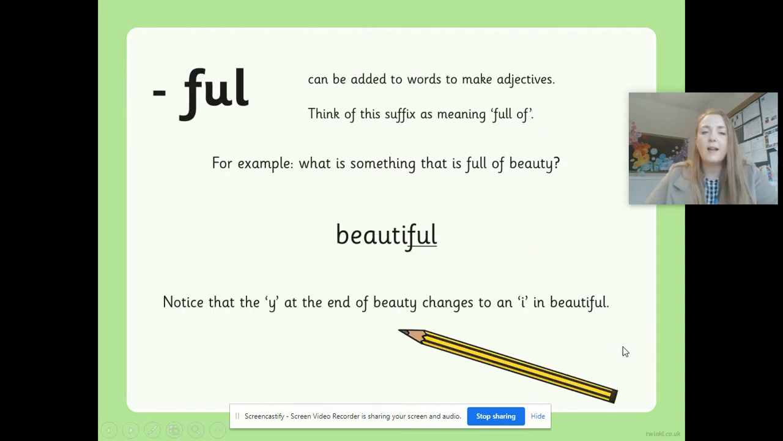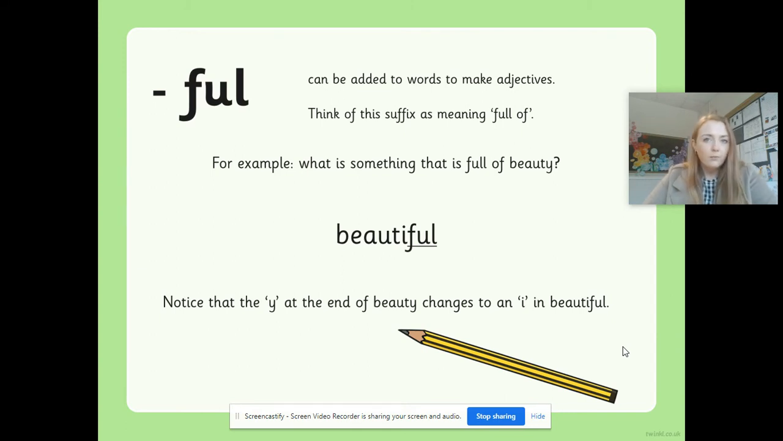We can also add the suffix full. Now you'll notice that full only has one L at the end of this. Now I'd always tell you when you're spelling the word full, like full of joy, it would have two L's. The ul sound at the end of a word often has two L's, but when we add this suffix, it just has the one. Another one of our crazy rules. So full can be added to words to make adjectives. So think of this suffix as meaning full of.